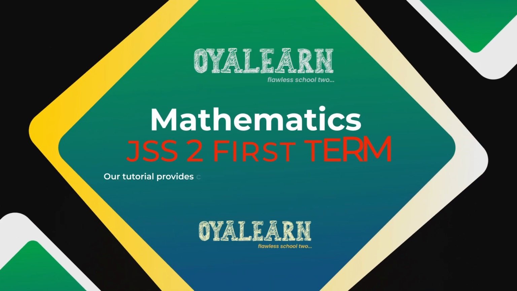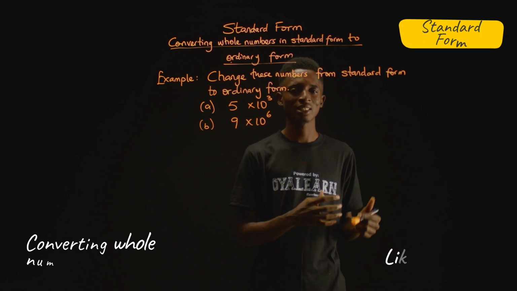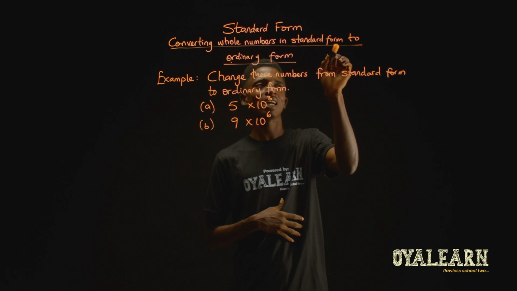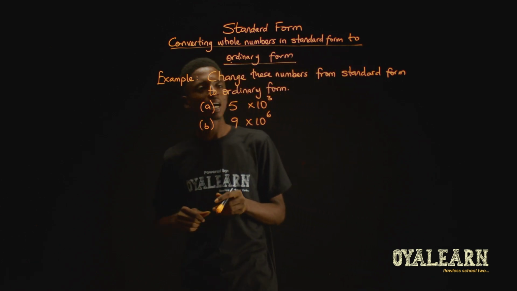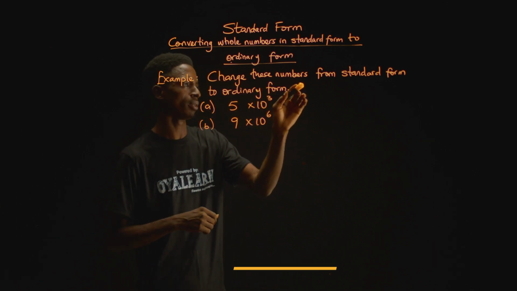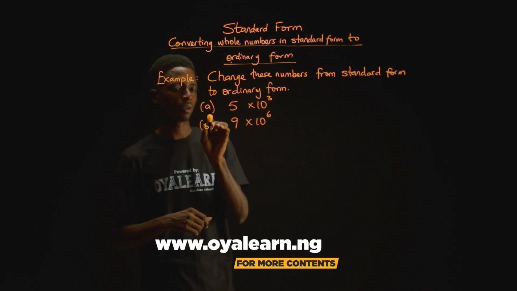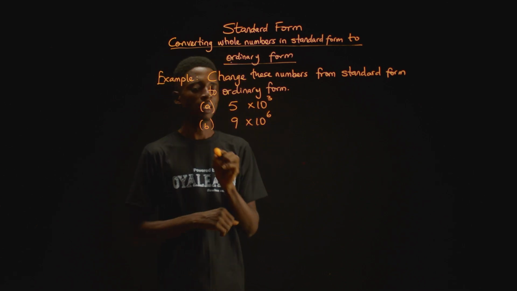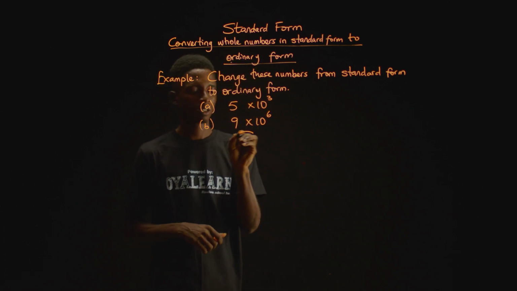Having learned how to express a number, that is a whole number, in standard form, let us now learn how to convert whole numbers in standard form to ordinary form. So in this example, we are asked to change these numbers from standard form to ordinary form. So A, we have 5 times 10 with the power of 3. And then for B, we have 9 times 10 with the power of 6.